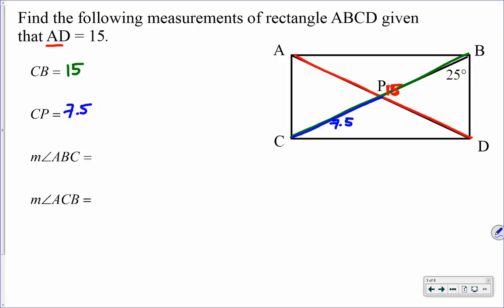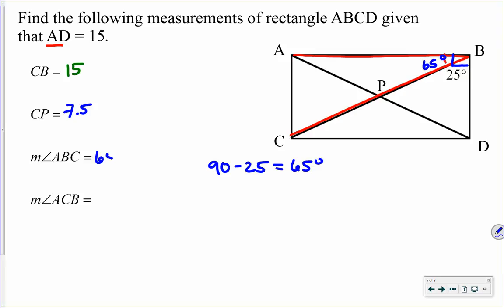All right, now we're looking for the measure of angle ABC. So let's highlight that. Let's see where ABC is. A, B, C. Okay, so we're looking for that angle right here. Well, what do we know about angles of rectangles? We know that all angles are 90 degrees. So that angle is 90 degrees. So if one piece is 25, we can subtract that piece and get 65 degrees for the other missing piece, for ABC. So that's 65 degrees.